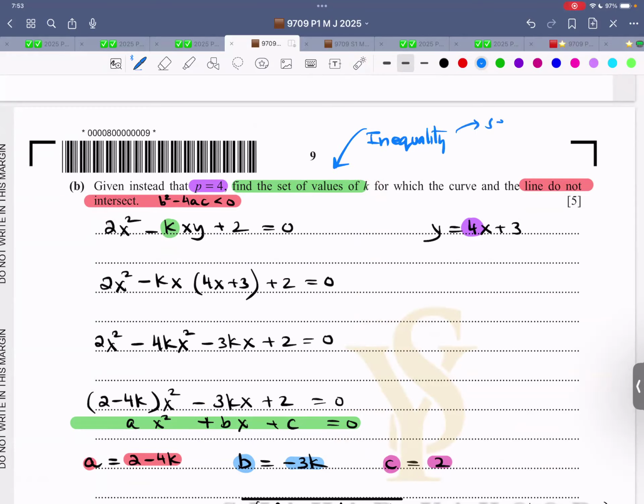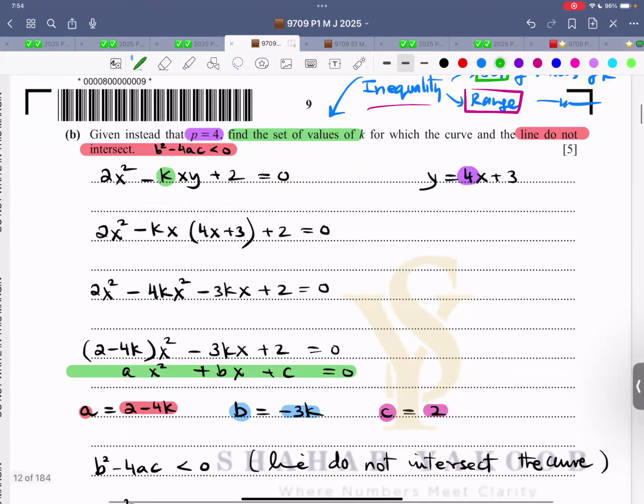Whether they say set of values of K or they say range of values of K, it means the same thing. So the word set and the word range mean the same thing. That means inequality, whether this or this. So now, do not intersect. That means b square minus 4ac is less than 0.